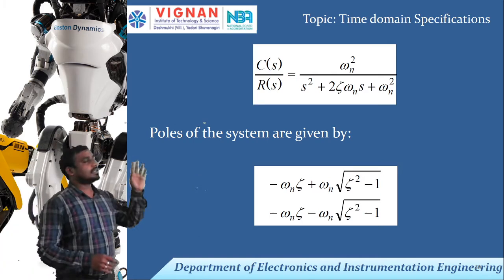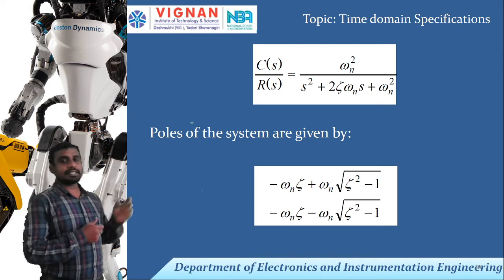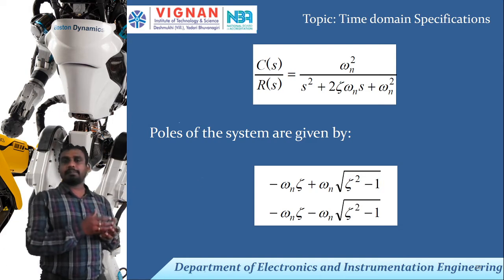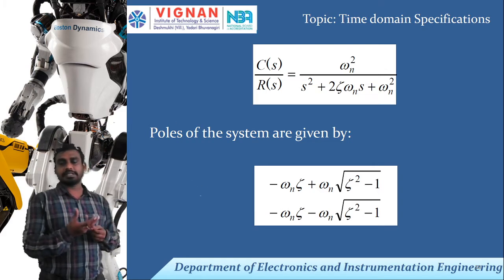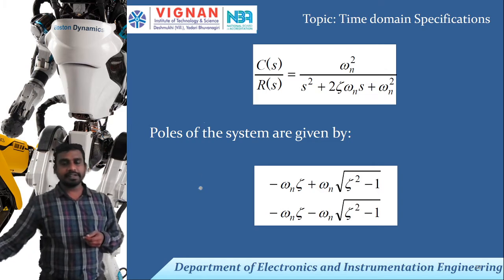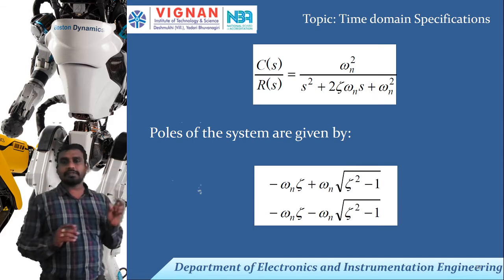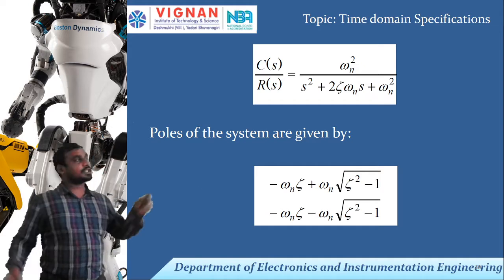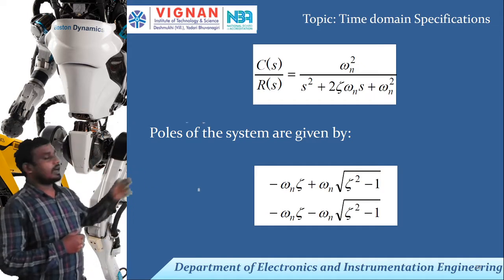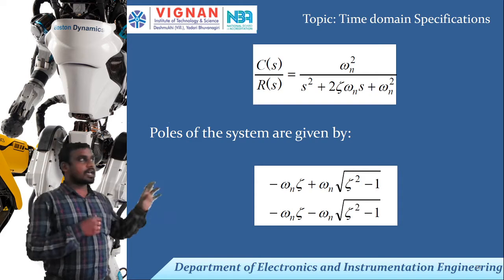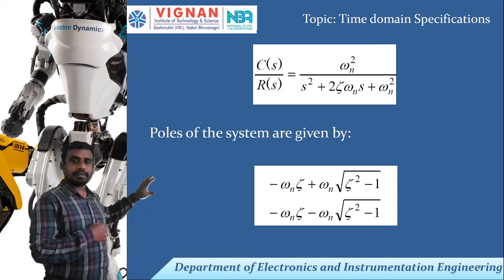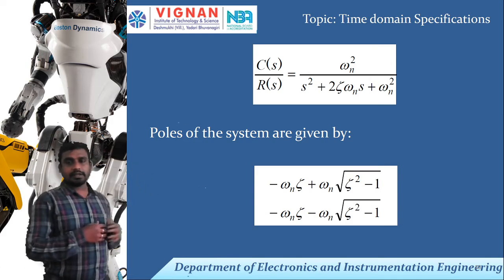As you can see, this is the second order Laplace equation, and we have derived the poles of the equation, that is, the characteristic equation. The denominator factor we have equated to 0 to find the roots of the equation, right? If you remember the previous class, we derived this expression which you can see here down. These are called the roots. For a second order equation, the roots are nothing but the poles of the equation, right?